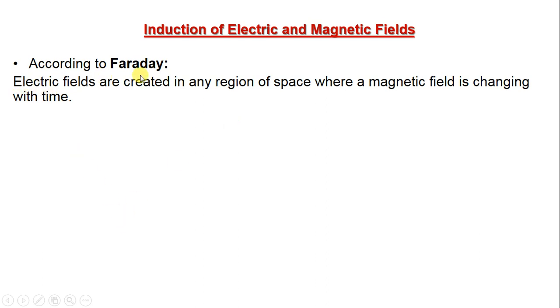Okay, so according to Faraday, instead of current, we can say the word electric field. You know, girls, current is moving charges. So whenever you have moving charges, you have around the charges what? Electric fields. So according to Faraday, current or electric fields are created in any region where a magnetic field is changing. So whenever we have a change in magnetic field, we have what? Current. Therefore, what do we have? Electric field.